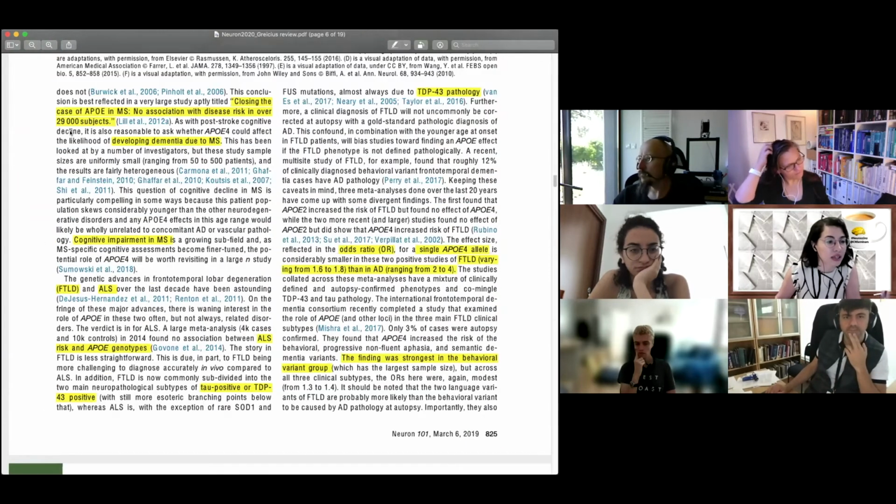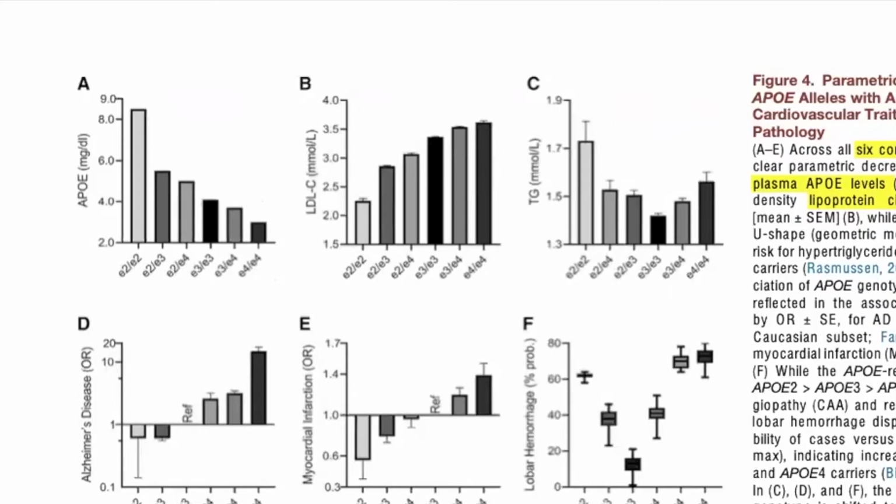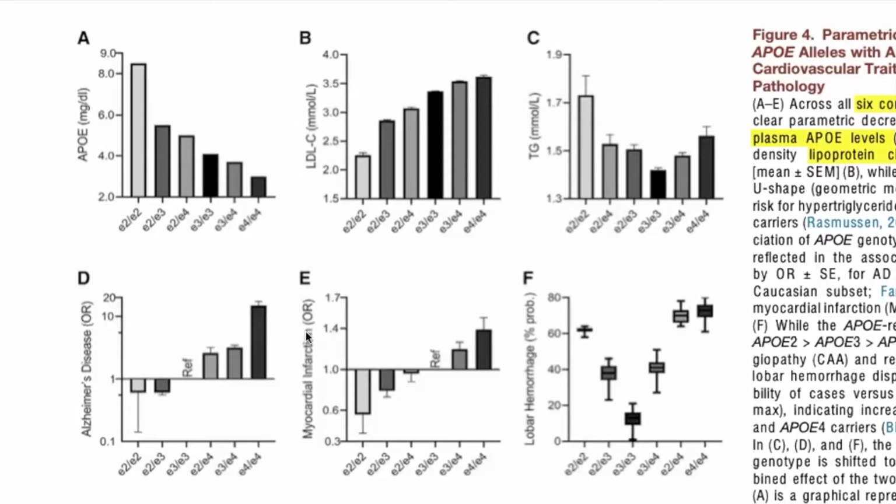Here you can see, for example, for Alzheimer's disease, if you have the APOE4 variant, the risk increases. Instead, if you have APOE2, it seems actually protective. These are the odds ratios for Alzheimer's disease presentation, and it seems we have the same trend for myocardial infarction.